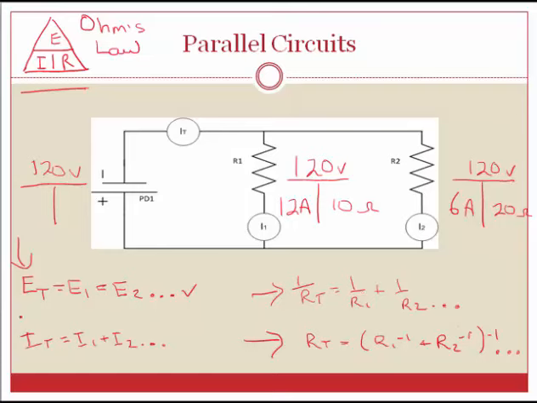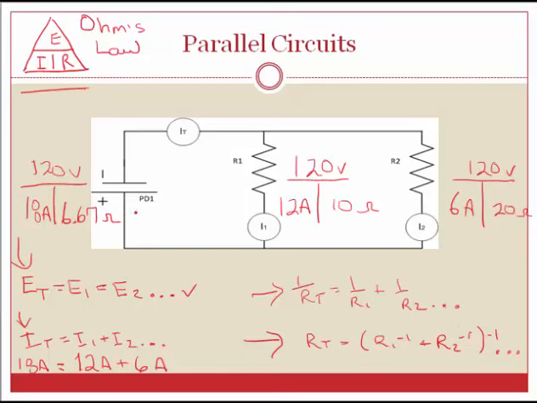Now I can go and use the second formula, I total equals I1 plus I2, and say that if I had the 12 amps going through R1 plus the 6 amps going through R2, I know that my total will be 18 amps. I'm going to go ahead and put my 18 amps here in my T for my source. 120 volts divided by 18 amps will give you 6.67 ohms.